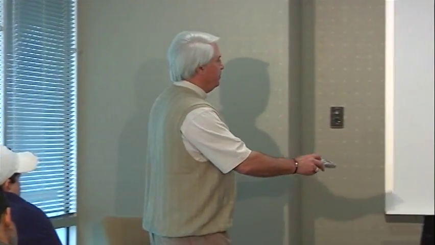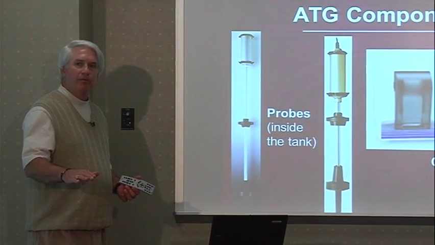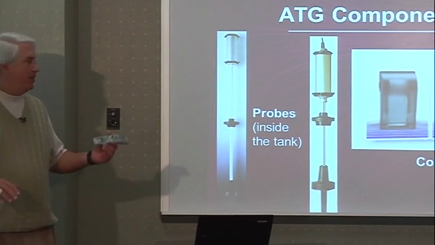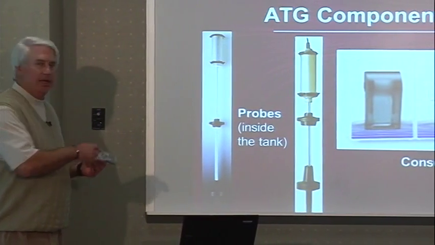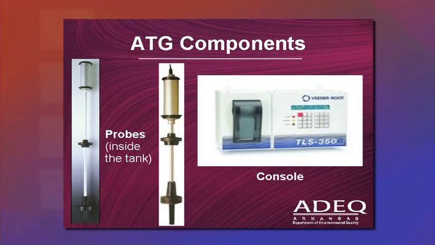So on those automatic tank gauges, in the probe that goes directly into your tank, this is what the probes look like. The bottom probe down here measures the amount of water that you have in your tank. The second float that you're seeing here measures the amount of product that you have within that tank. And then there's also a temperature probe in there so that you have an accurate amount of volume inside that tank.